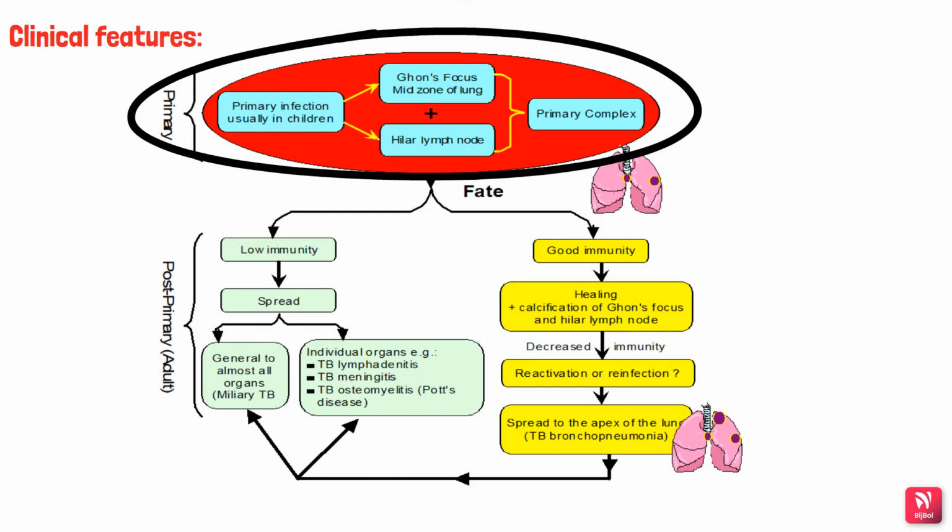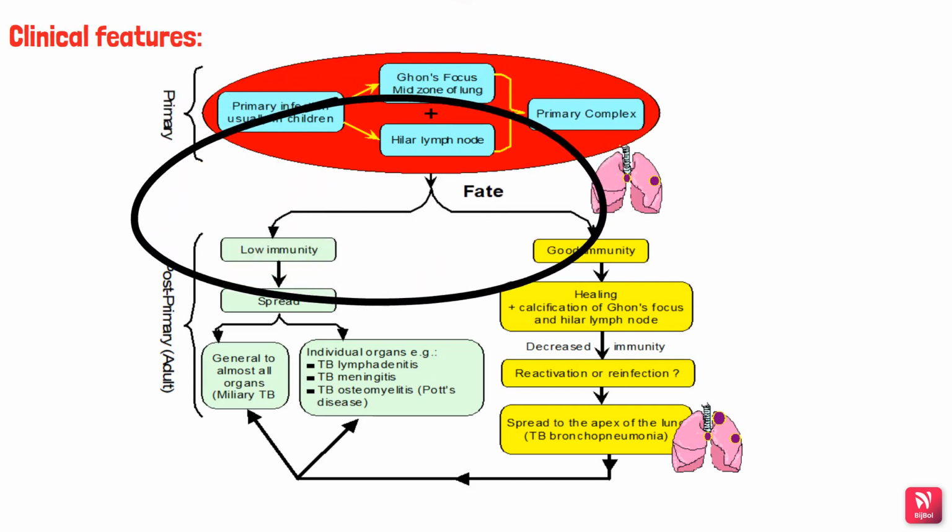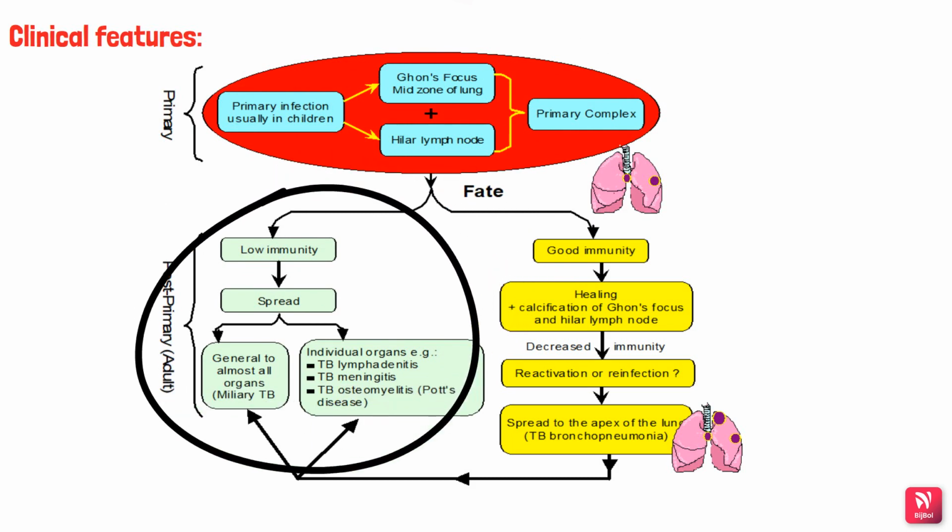And the most commonly involved tissues in this primary tuberculosis are lungs and the hilar lymph nodes. And this primary complex is called as Ghon's complex. Okay, so once this primary tuberculosis is formed, depending upon the host immunity, the fate of the primary tuberculosis will be there.